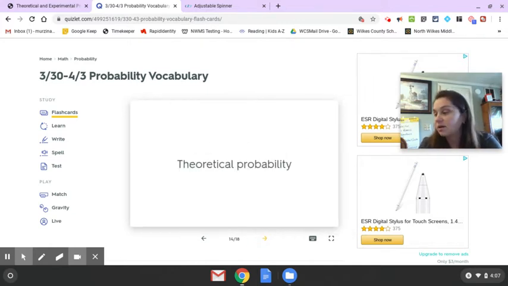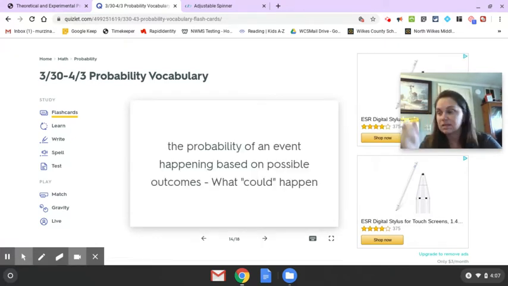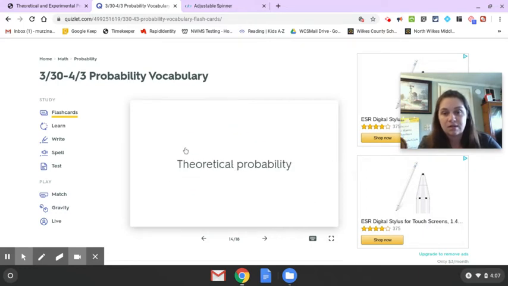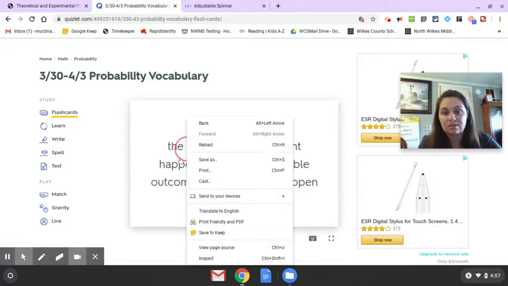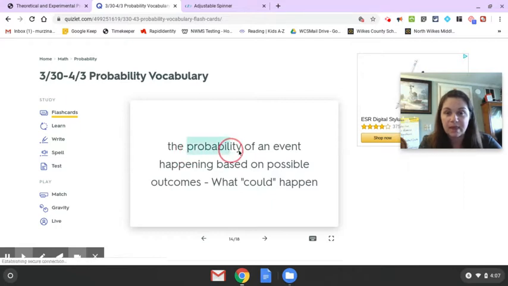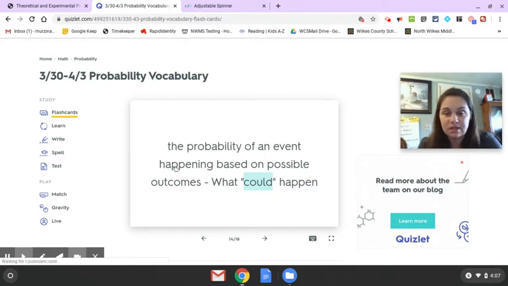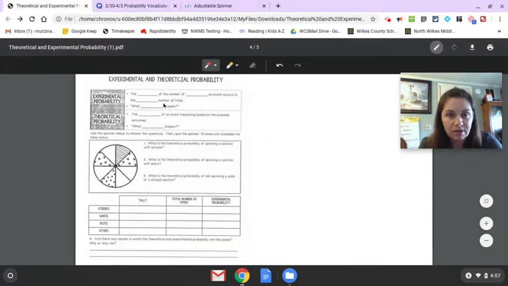The next one is theoretical probability. The definition for theoretical probability is the probability of an event happening based on the possible outcomes. This is what could happen. And that's for you to fill in the definitions there at the top of that page. So we're going to go back over here. Those go up here in this box.